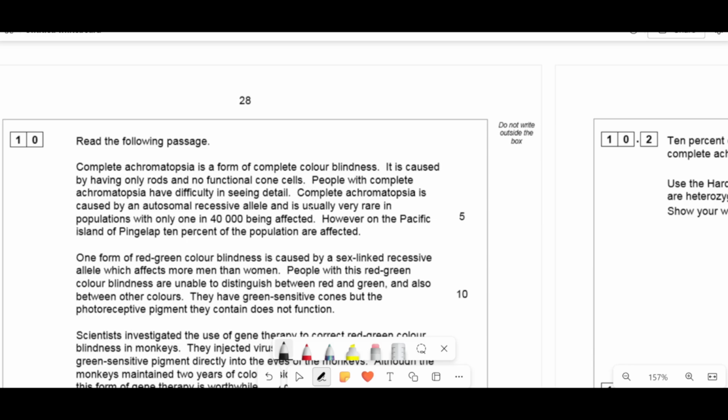So if I just went here and I'm like, okay, I'm going to look at lines 2 to 3. People with complete achromatopsia have difficulty seeing in detail. Complete achromatopsia is blah, blah, blah. That doesn't help. Read around it. Read the sentences before and after. So people with complete achromatopsia have difficulty in seeing in detail. Complete achromatopsia is a form of complete colorblindness. It's caused by having only rods and no functional cone cells. That might link to this.